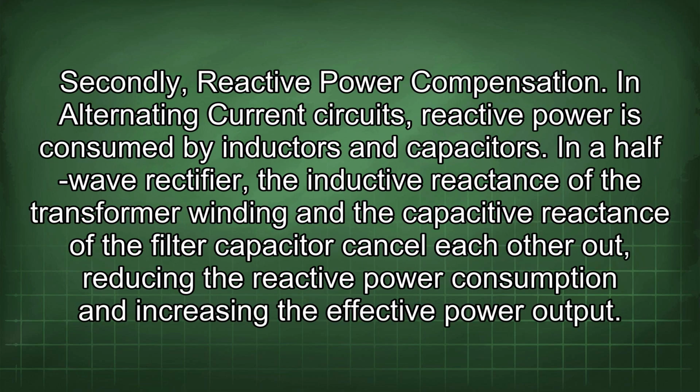Secondly, reactive power compensation. In alternating current circuits, reactive power is consumed by inductors and capacitors. In a half-wave rectifier, the inductive reactance of the transformer winding and the capacitive reactance of the filter capacitor cancel each other out, reducing the reactive power consumption and increasing the effective power output.